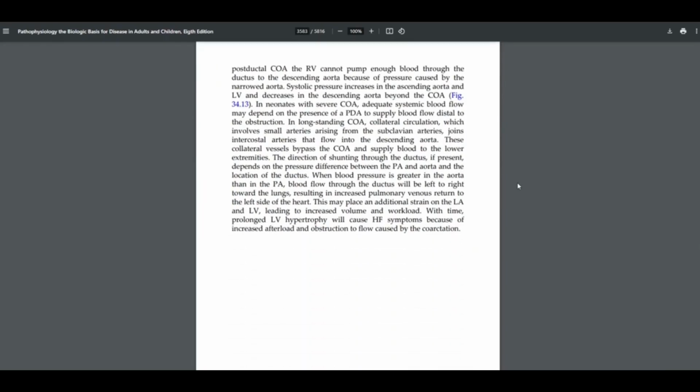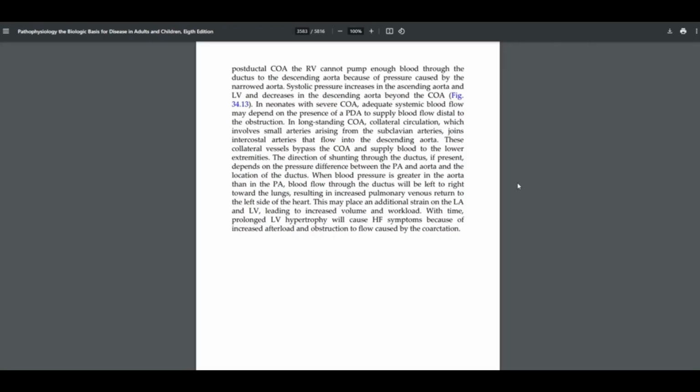In postductal COA, when the right ventricle cannot pump enough blood through the ductus to the descending aorta because of the pressure caused by the narrowed aorta, systolic pressure increases in the ascending aorta and left ventricle and decreases in the descending aorta beyond the COA. In neonates with severe COA, adequate systemic blood flow may depend on the presence of a patent ductus to supply blood flow distal to the obstruction.